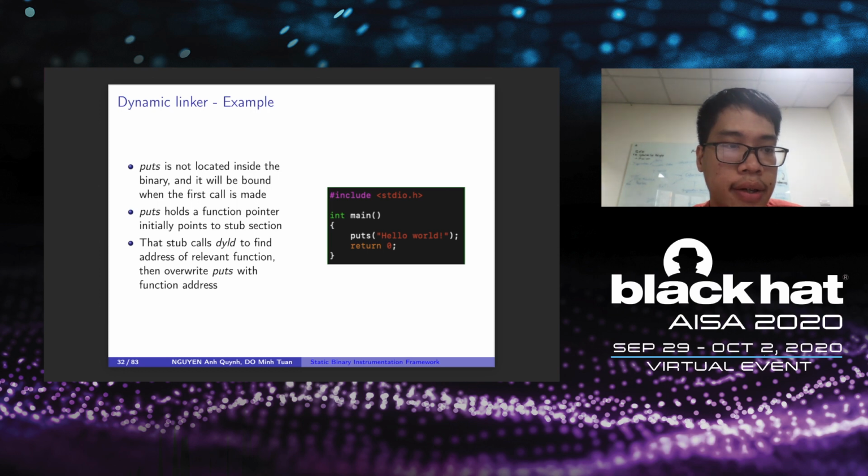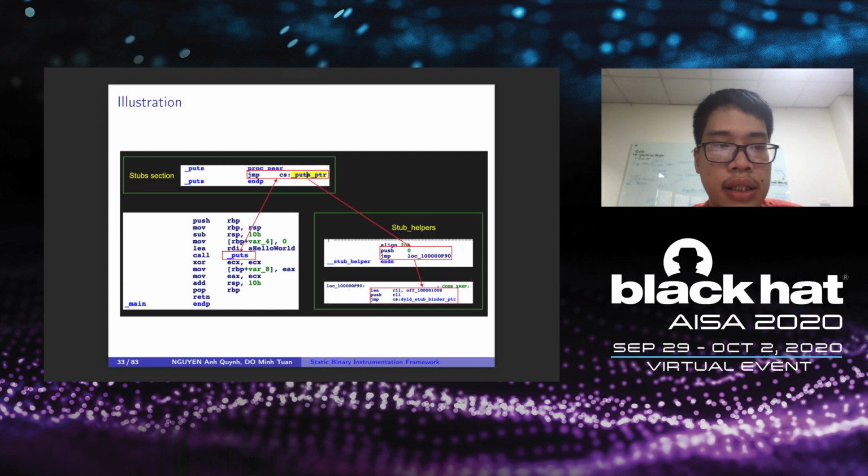This example here calls the puts function. At the beginning, puts is not located inside the binary, and it will be bound when the first call is made. Instead, puts holds a pointer to the stub section. That stub calls dyld directly to find the address of the relevant function. Then it overrides the original pointer. You can see the illustration here.